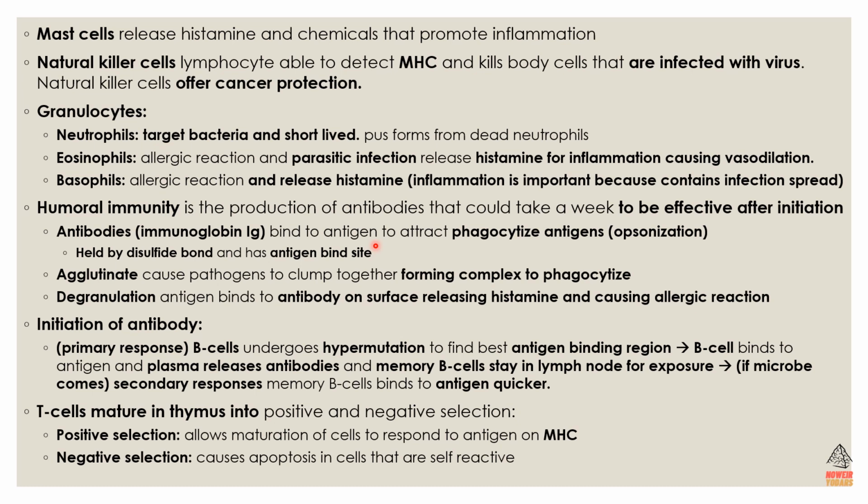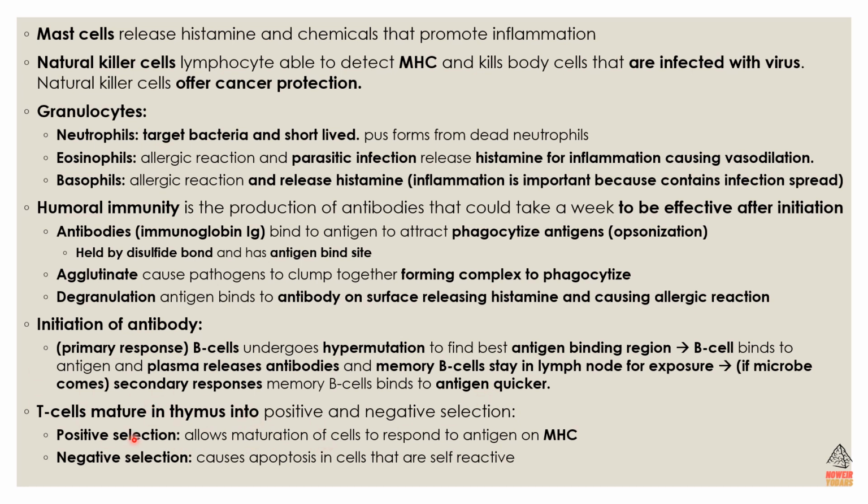B cells also have memory B cells, where, remember, this is part of the adaptive immunity, that they store the immunology of the pathogen so they can attack faster in the future. And then if the microbe comes again, that's the secondary response. Memory B cells bind to the antigen quicker. T cells mature in the thymus. They're produced in the thymus, and they mature through positive and negative selection.